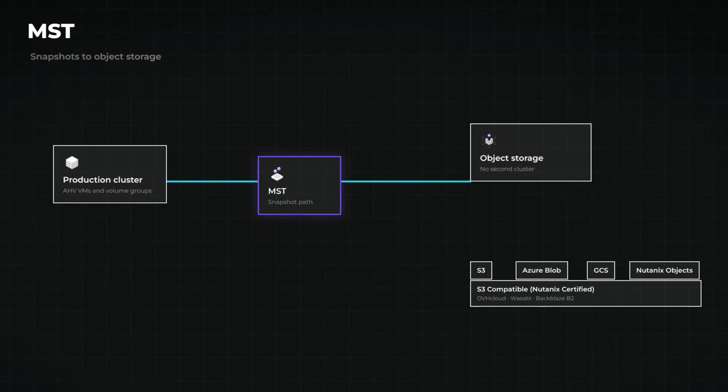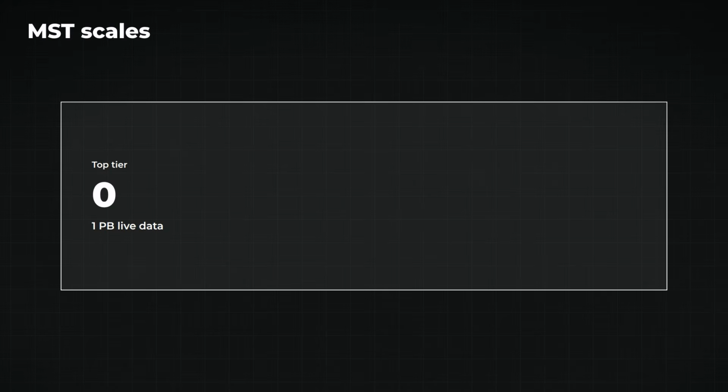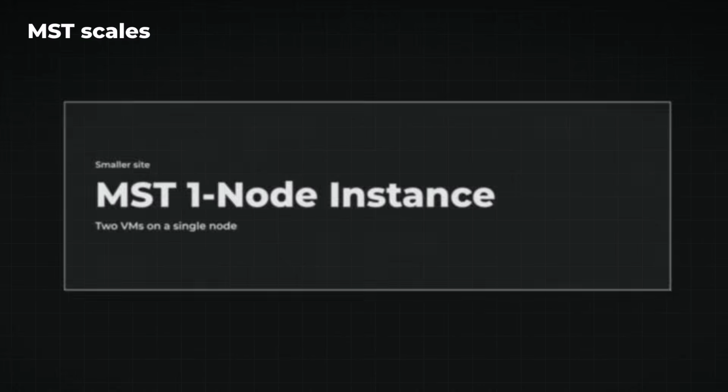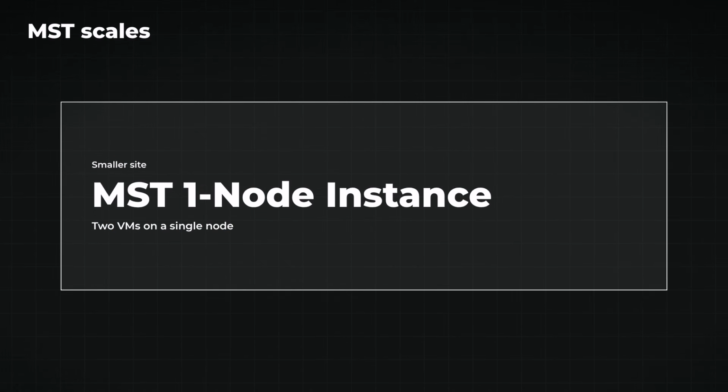The snapshots carry the VM's data and its configuration, disks, CPU, memory, so everything needed to rebuild the VM is already in the bucket. In 7.6, MST scales to 10,000 entities and a petabyte of live data on the top tier. It also shrinks down to a single node instance for a smaller site.